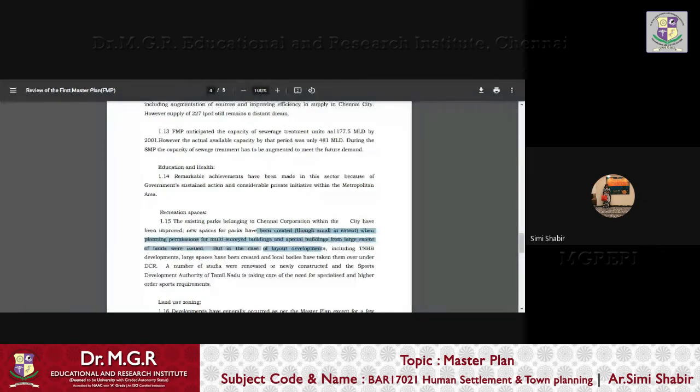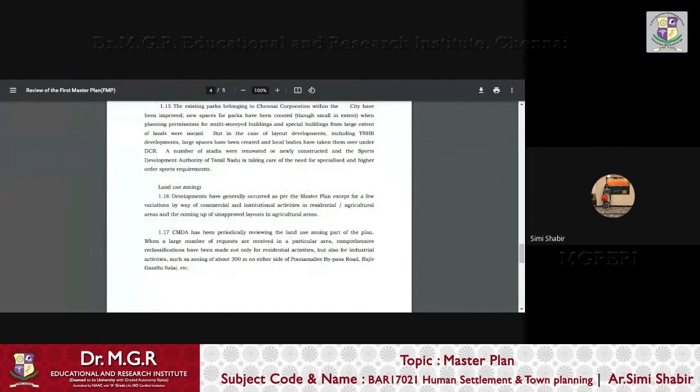This happened when planning permissions for multi-story buildings and special buildings from large extents of lands were issued. In the case of layout developments, including the Tamil Nadu Housing Board developments, larger spaces were created and local bodies have taken them over under the DCR, that is the Development Control Regulations. A number of stadia were renovated or newly constructed, and the Sports Development Authority of Tamil Nadu took care of the need for specialized and higher order sports requirements.